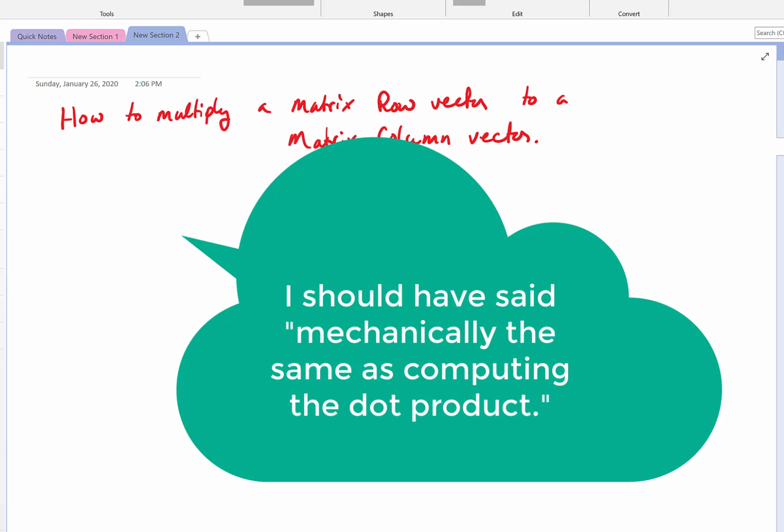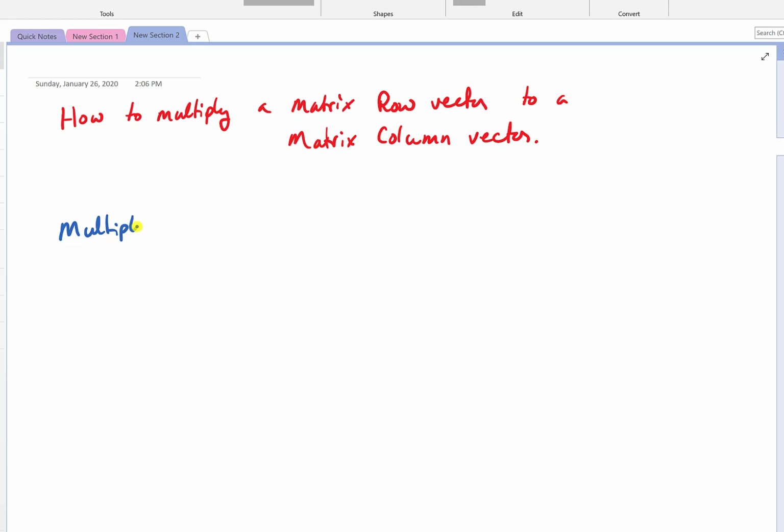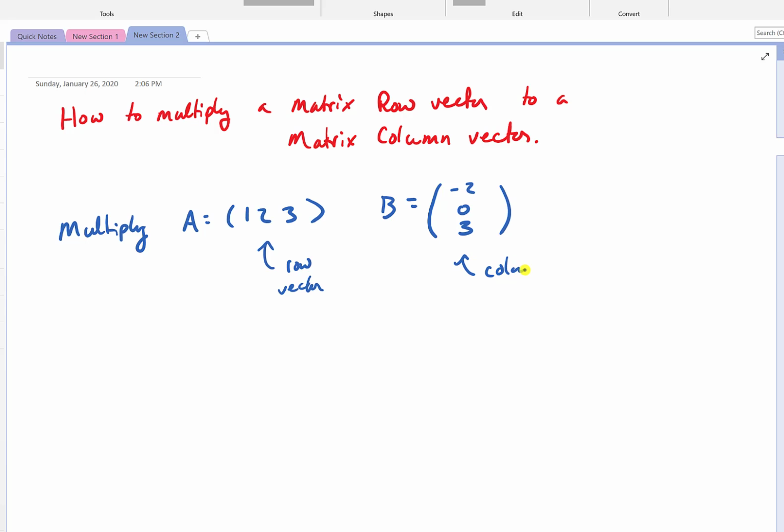So let's go ahead and multiply together. Let's say matrix A is the matrix 1, 2, 3, and matrix B is the matrix negative 2, 0, 3. So this is a row vector, as we mentioned last time, and this is a column vector. Something to note is that this is a 1 by 3 row vector, and this is a 3 by 1 column vector, so this has the same number of columns as this has rows. And when that's the case, we can define this multiplication.